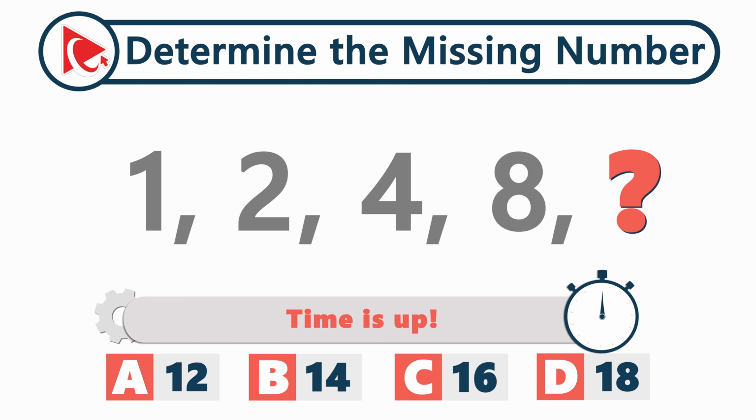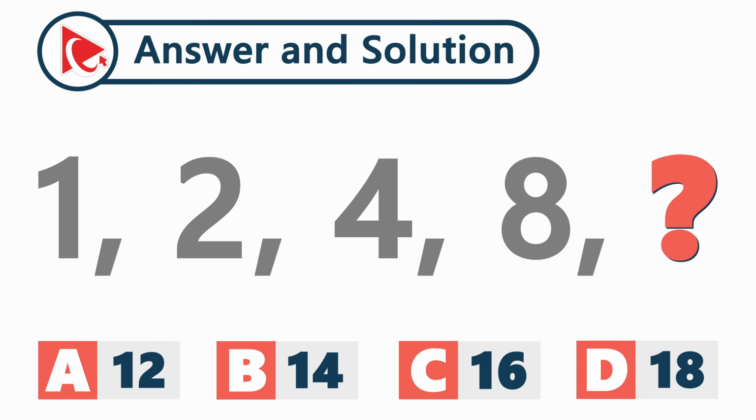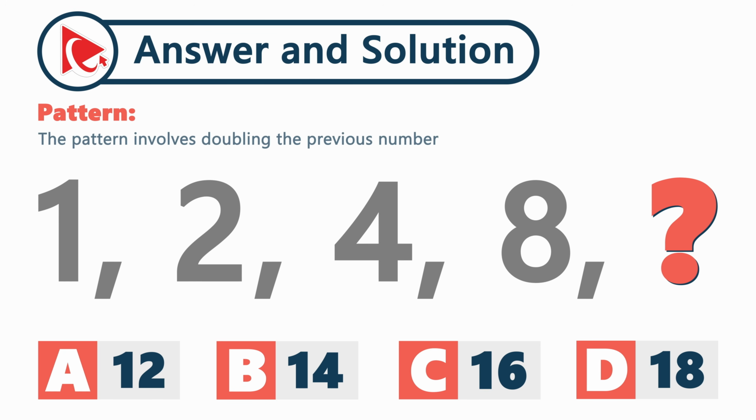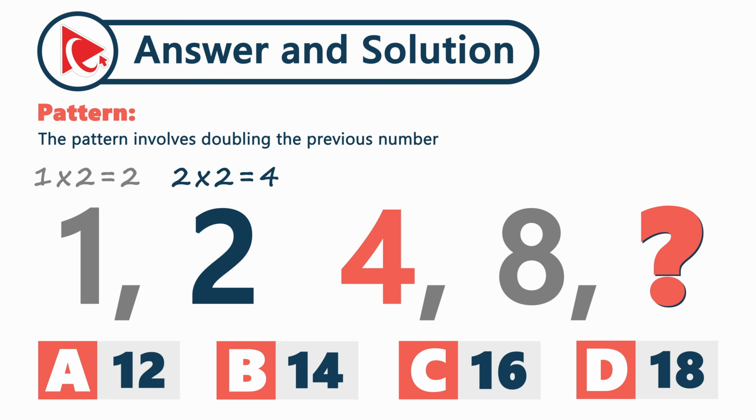Time's up. Do you have your answer ready? I hope so, because the pattern in this question couldn't be any simpler. All you need to do is just double the previous number. Let's look at the example. To get from 1 to 2, you multiply 1 by 2, and the result is 2. To get from 2 to 4, you multiply 2 by 2, and the result is 4. To get from 4 to 8, you multiply 4 by 2, and the result is 8.